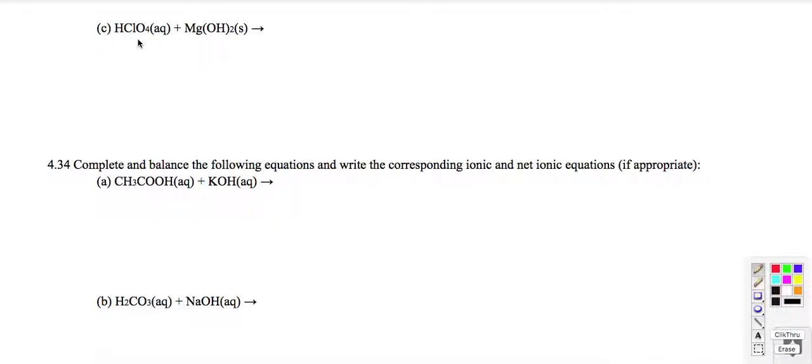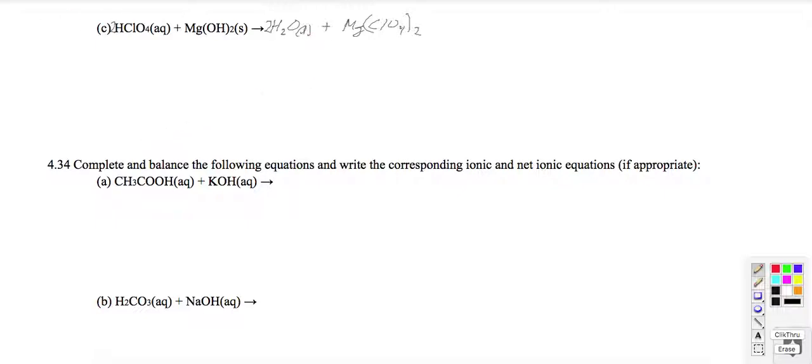We have perchloric acid here, which is a strong acid. We have magnesium hydroxide, which is a strong base. We have an acid-base neutralization reaction. We always get water. And we always get whatever is left, which is going to be magnesium perchlorate. We can balance, 2 here, 2 there, and we're good to go.